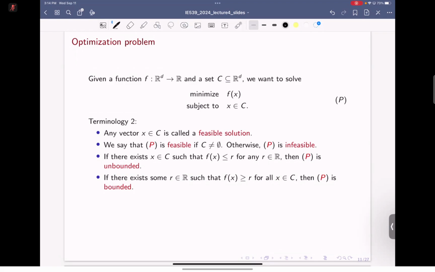When you know that the minimum value is certainly greater than something, like when you want to decrease the cost and you know that the total cost has to be positive, the cost cannot go to minus infinity. In that case, your problem is called bounded. There's a lower bound on the minimum value of your objective function over the set C.